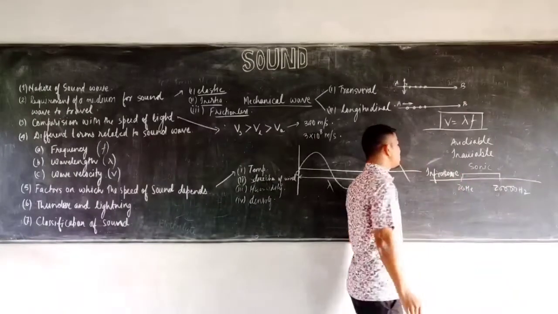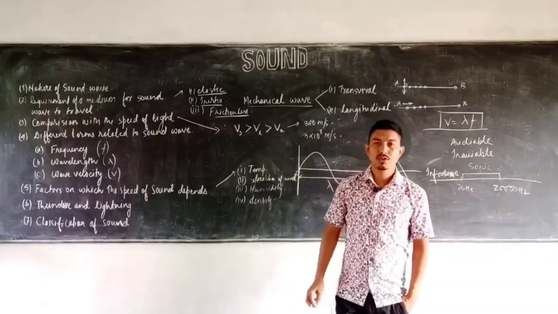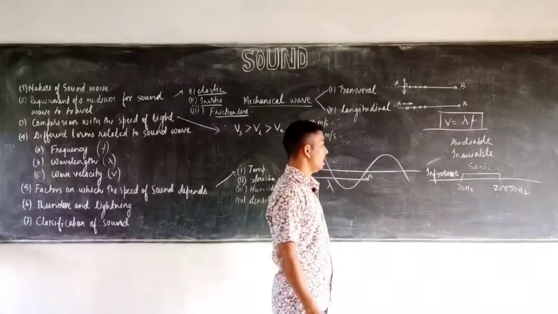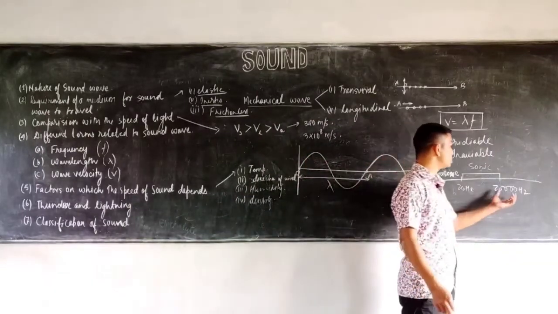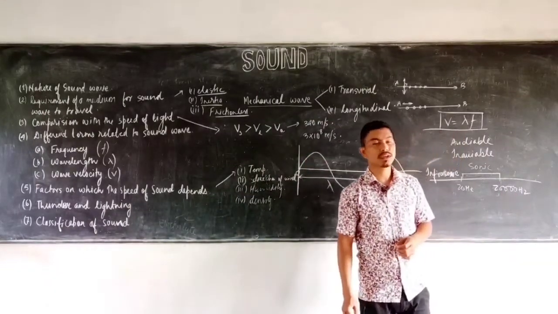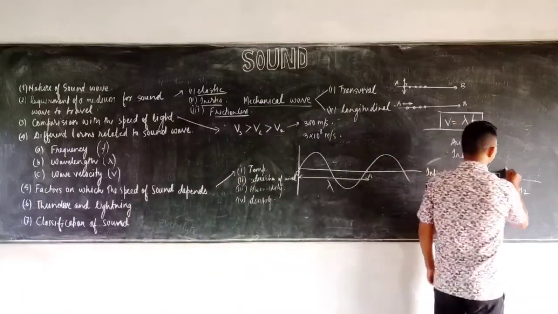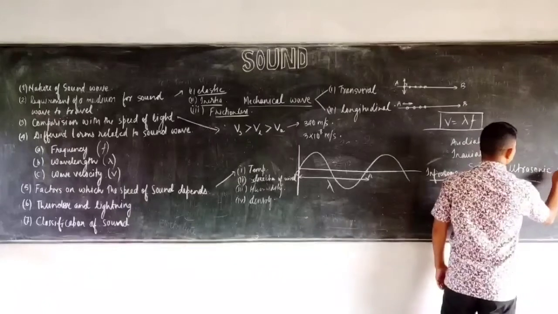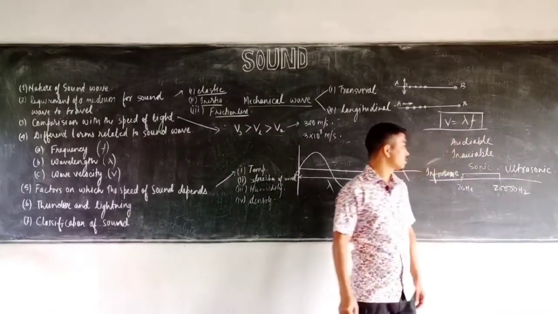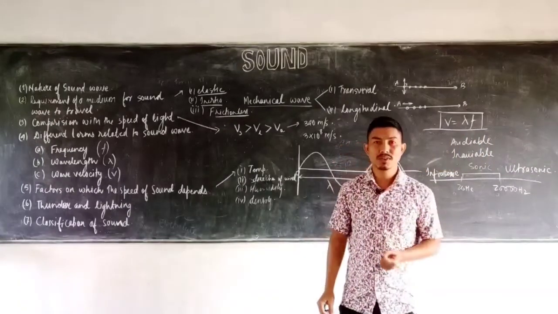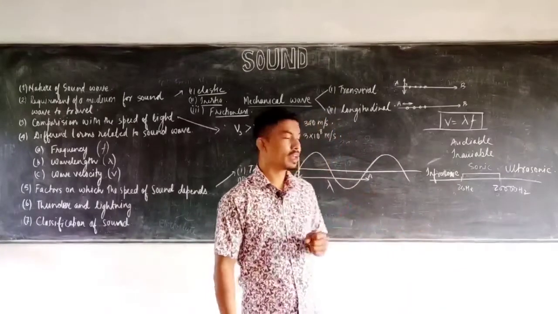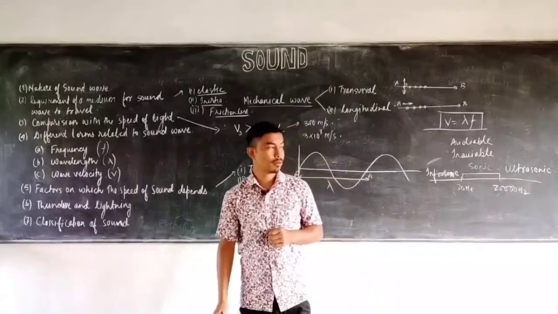Okay, so infrasonic sounds are the ones whose frequency is less than 20 hertz. And even if something has a frequency more than 20,000 hertz, we won't be able to hear the sound, and that sound is known as ultrasonic. Since ultrasonic sound has a higher frequency, it carries higher energy, so therefore ultrasonic sound can be used for various purposes.